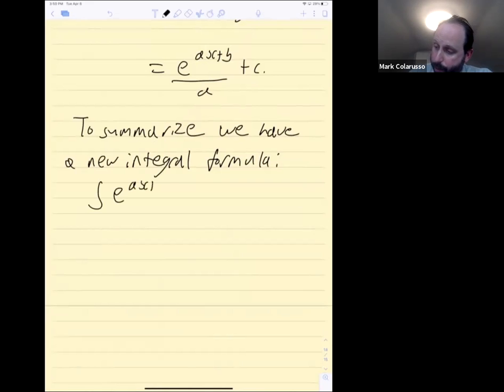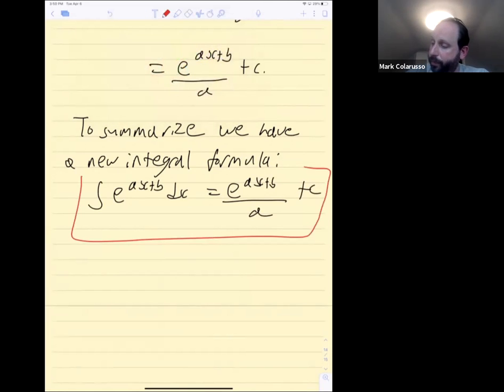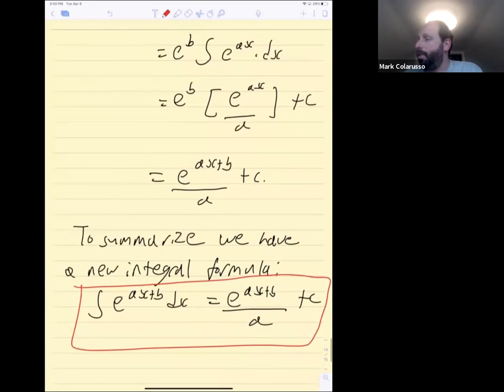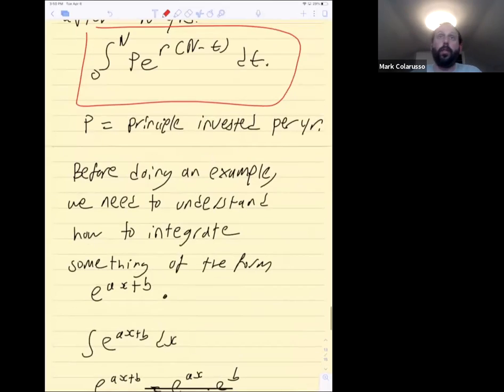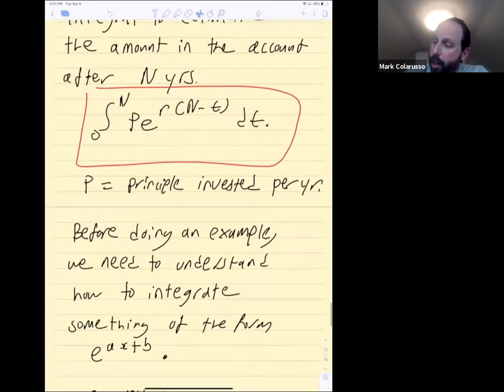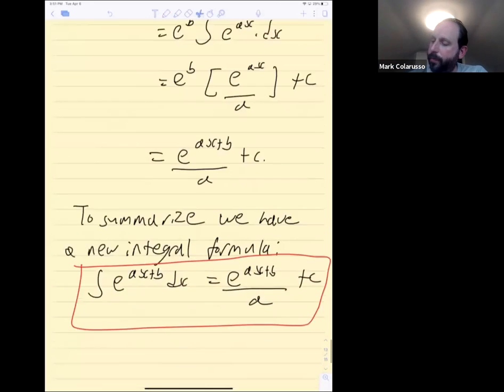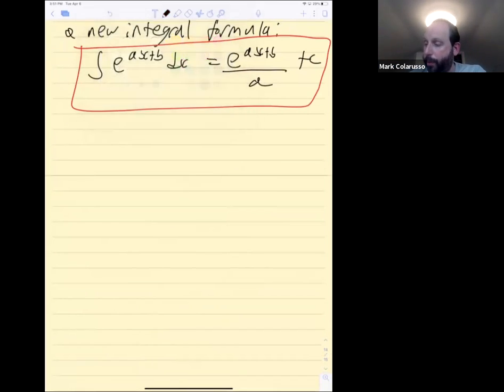We have the integral of e to the ax plus b dx is e to the ax plus b over a plus c. Okay, so that will be very, very useful. This formula will be very useful in dealing with the integral we have here, in the estimation of the continuous income stream. Okay, so let's do an example. So now we can actually do an example.